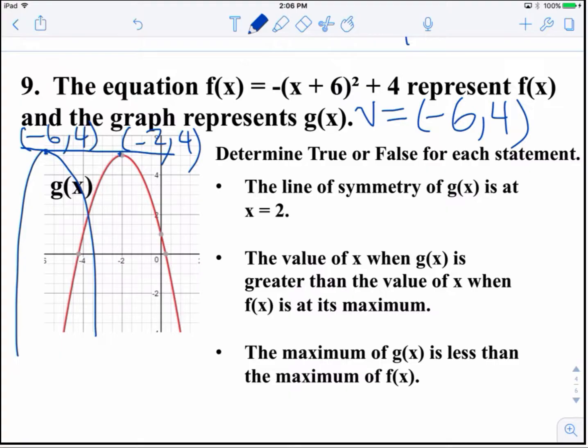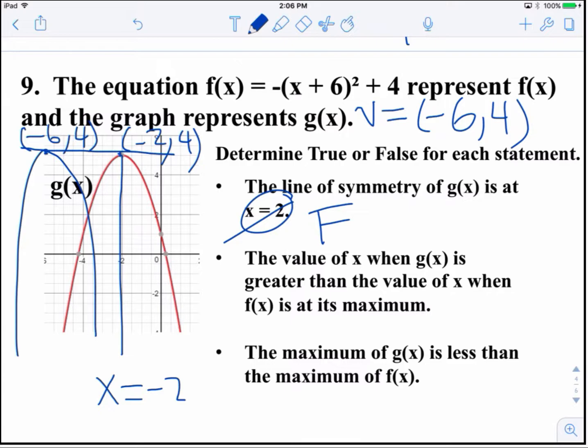For bullet point number 1, the line of symmetry for g of x is at x equal to 2. Well, if we look at the graph for g of x, this is our line of symmetry. So this is x equal to negative 2, not 2. So this is false.